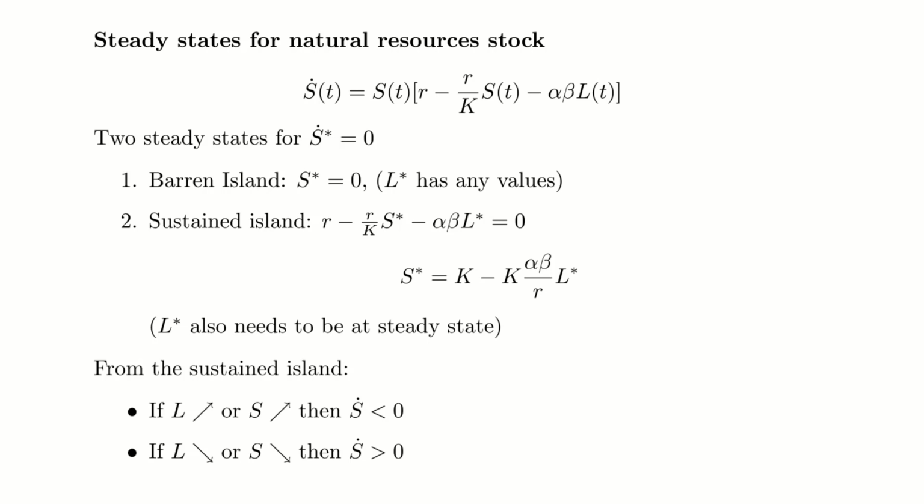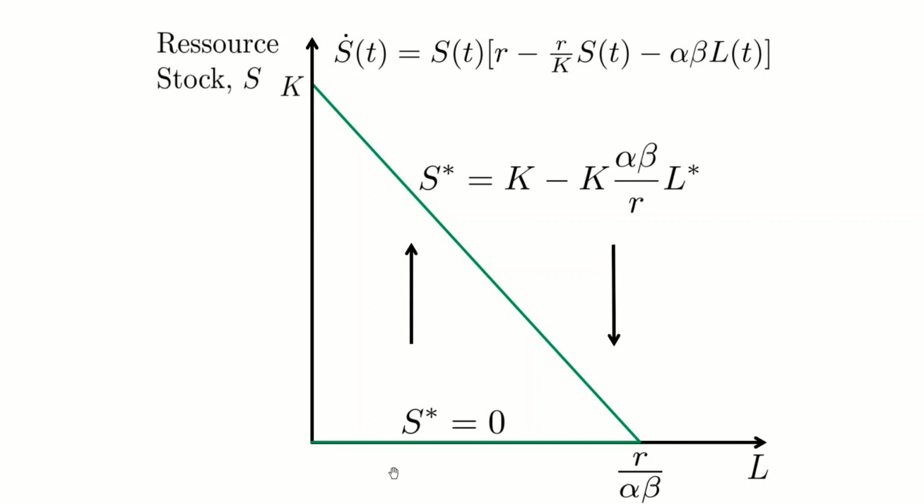With a single stock, a plot with only S would suffice to illustrate this dynamic. However, with S and L moving freely, we must study the dynamics jointly in what we call a phase diagram. In this phase diagram, population is on the horizontal axis and the resource stock is on the vertical axis. The green lines represent the combinations of S and L for which S is stable, meaning that S dot equals 0. In the barren island case, S equals 0 and L may have any value.